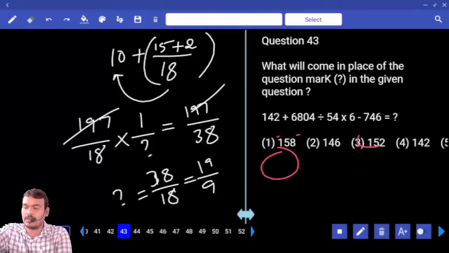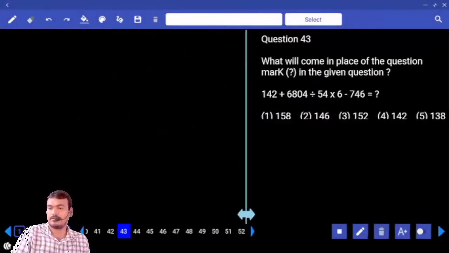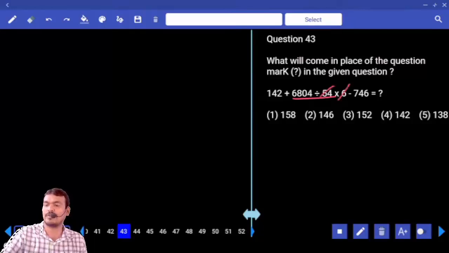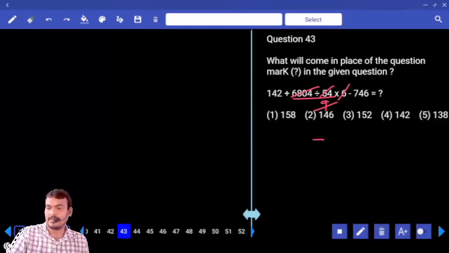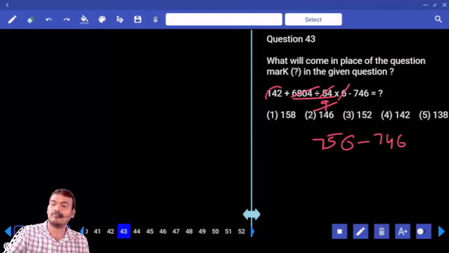Next question number 43. First one, 680 divided by 54 into how much value? 6. 6 almost 54 how many times? 9 times. 9 how many times? 68, 7 times. What is the remaining value? 50. 50 means 5 times. Again 6 times. Okay. 756 minus 746, 10. 10 is added to which one? 142. Total it is 152.